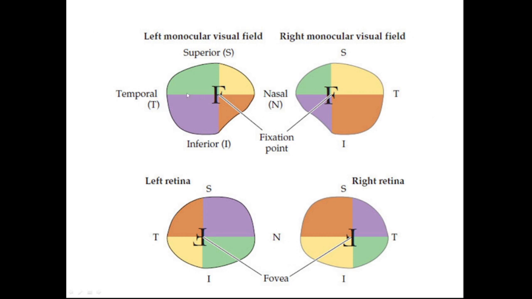So look at this one. This is the superior field. It is being perceived by the inferior part of the retina. Similarly, the inferior field is being seen by the superior part of the retina. Similarly, the nasal part of the visual field is being visualized by the temporal part of the retina, and the temporal part of the visual field is being seen by the nasal part of the retina. And you can see here all these are inverted.